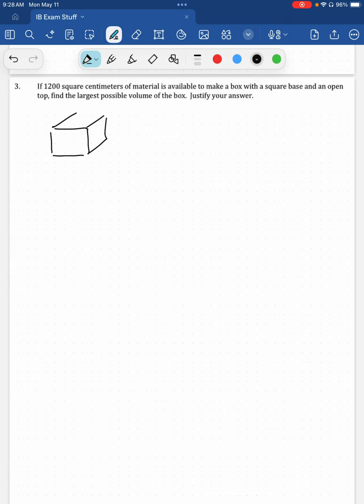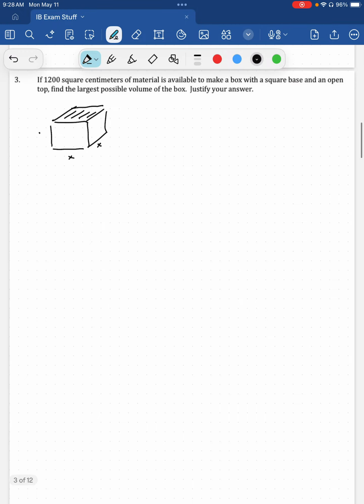So we're going to start with the idea that we have a square bottomed box with an open top. So here's my box. It has an open top, and we know the bottom is square, so we're going to call the length and the width both x. Now, what we don't know is whether or not it's an actual cube, so we have to call the height a second variable. So let's go with y. So now, the things we know about this are that we have 1200 square centimeters to make the box, and we want the largest volume.